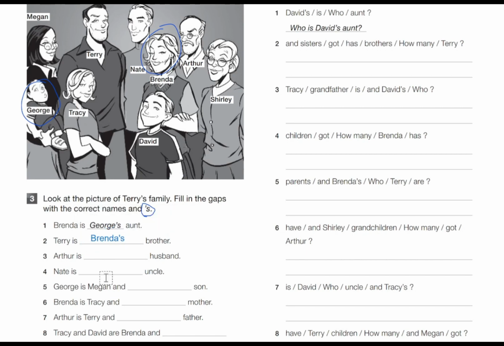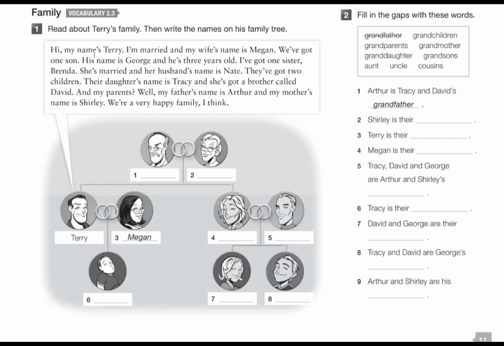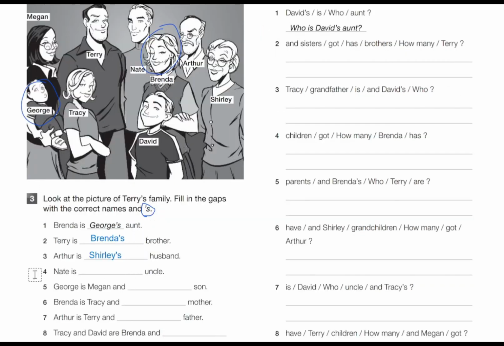Terry is Brenda's brother. Number 3, Arthur is husband. Obviously Arthur and Shirley, they are husband and wife. So Arthur is Shirley's husband. There you go. And again, we're doing this from the information that we've just done earlier on page 11. Okay, so Arthur and Shirley is done. Terry and Brenda is also done. Okay, now we're going to clear this out. So let me just remove them.